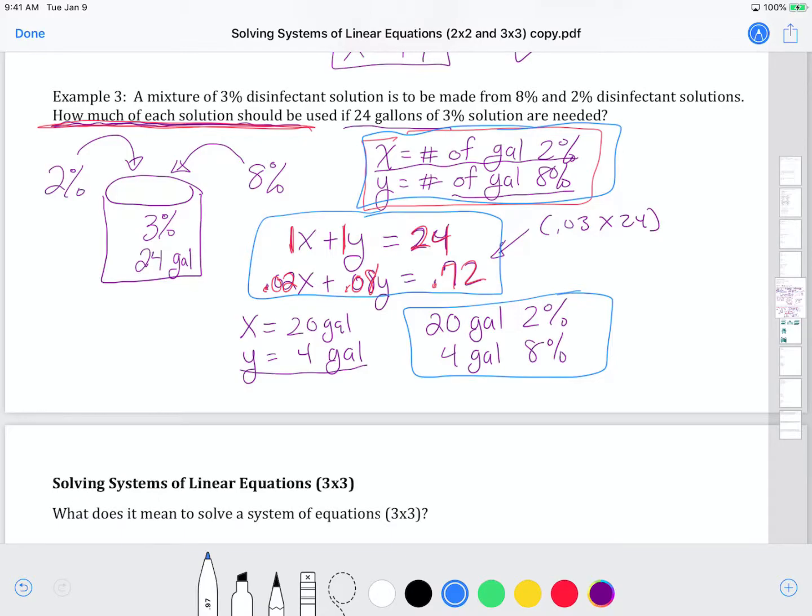So if I don't say use your calculator to solve, then that means I want you to solve it by hand, which means use the substitution or elimination method.